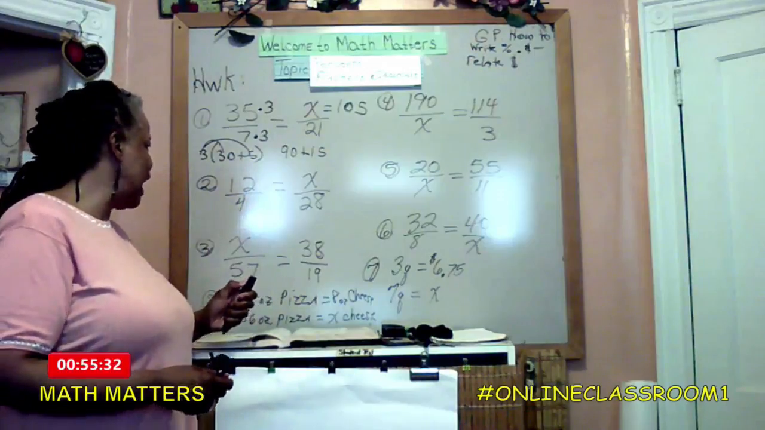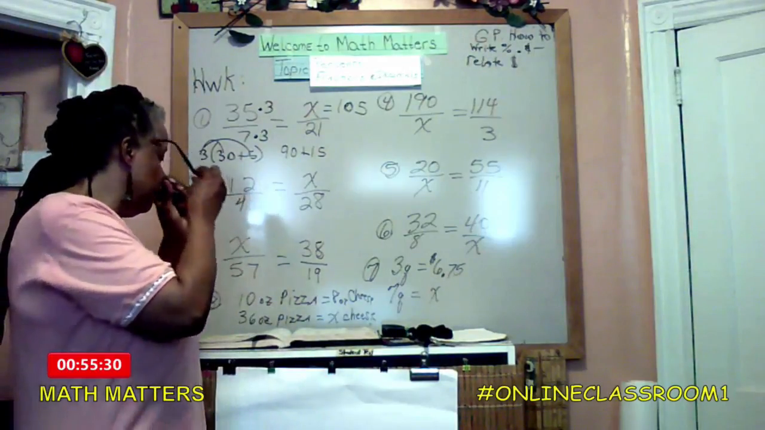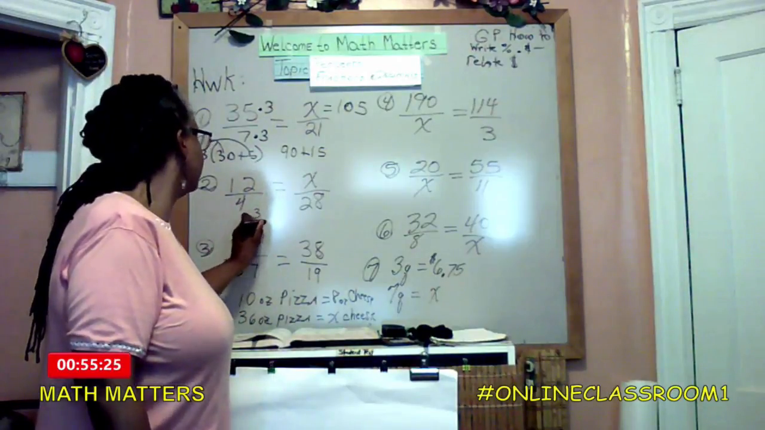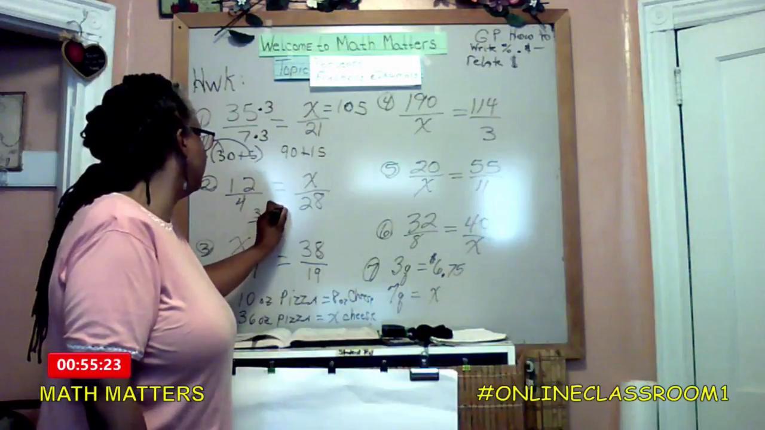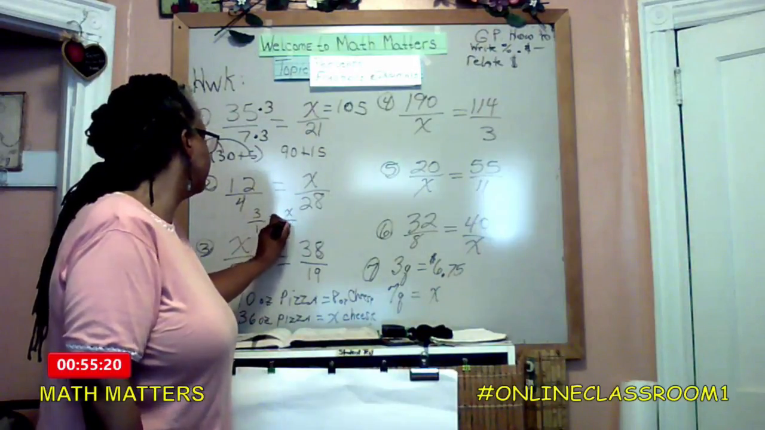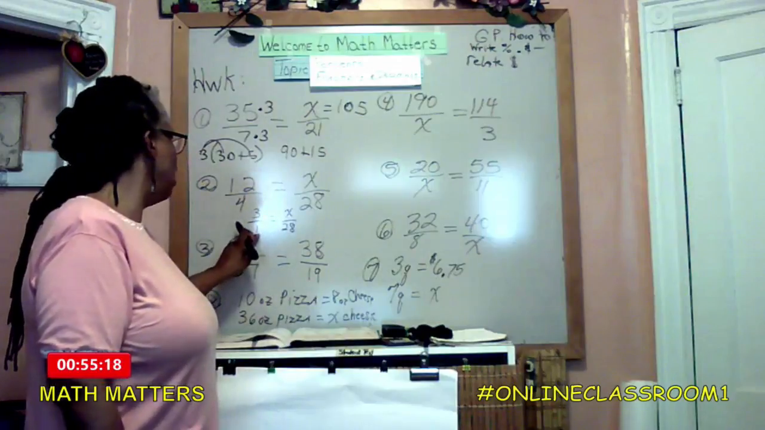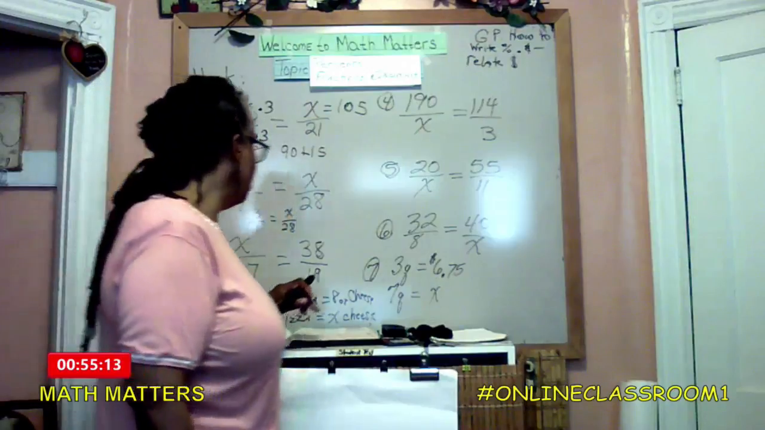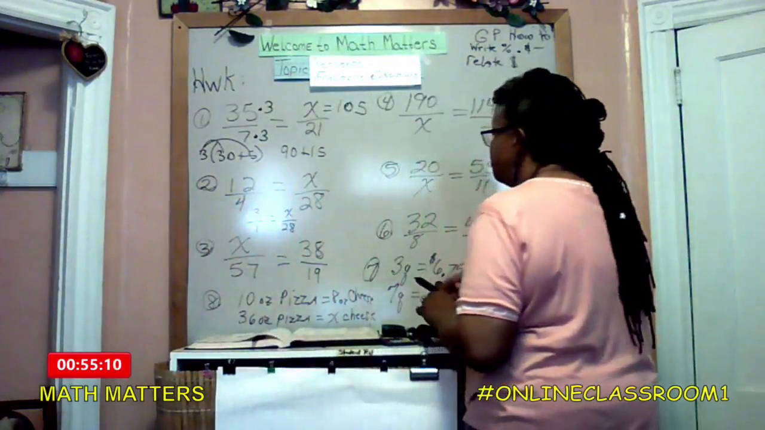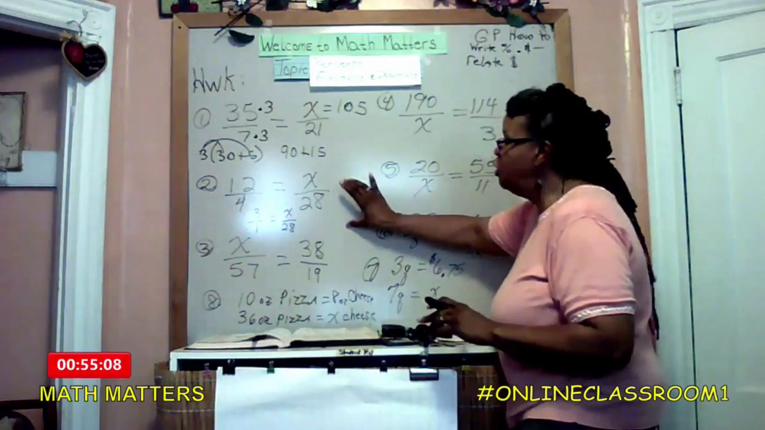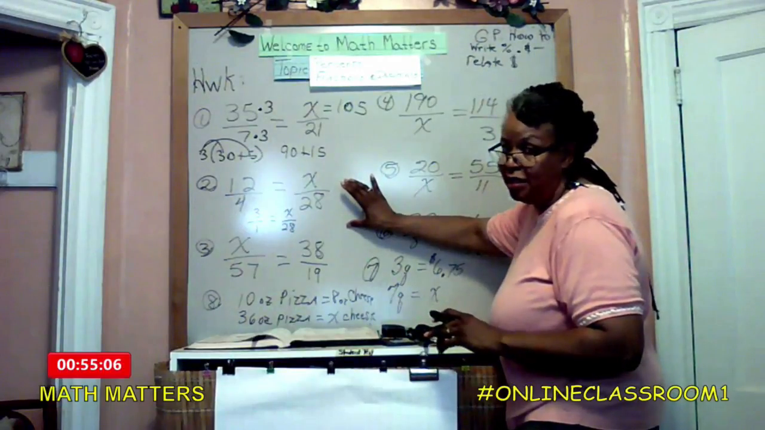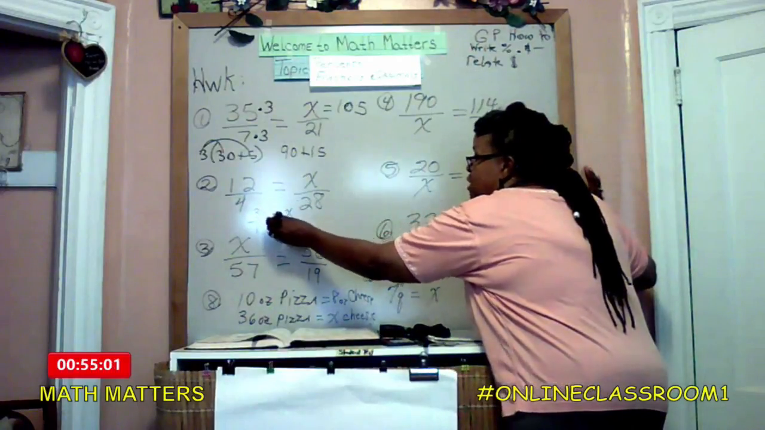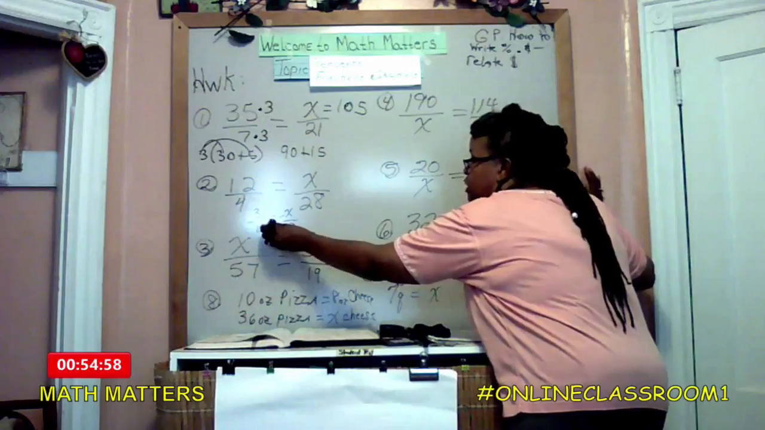12 over 4 is actually equal to 3 over 1. Now we want to bring down x over 28, and I get 1x is equal to 28 times 3. Once again, I want to use the distributive property because I want you to become so familiar with the distributive property that you're going to be already set. So now we need 3 times 28 is equal to x.